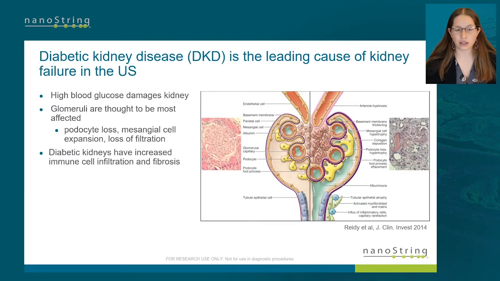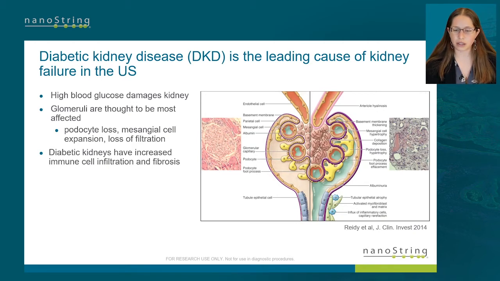So when things aren't working properly, you end up with kidney disease, which is a very serious health problem. In the US, diabetic kidney disease is the leading cause of kidney failure. And this is because high blood glucose can damage the kidney, especially the glomerulus.